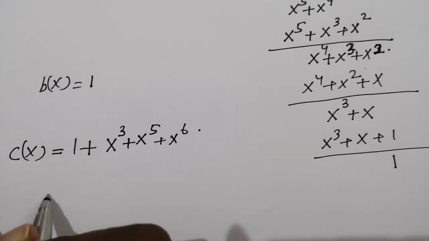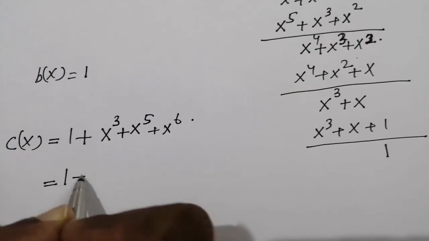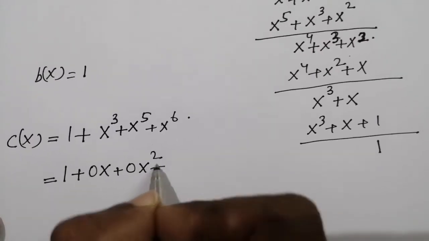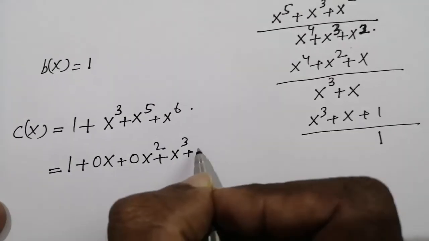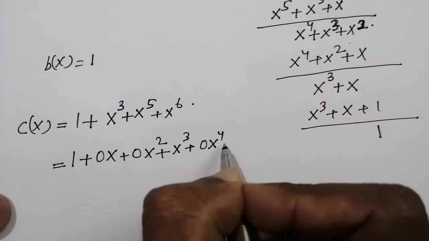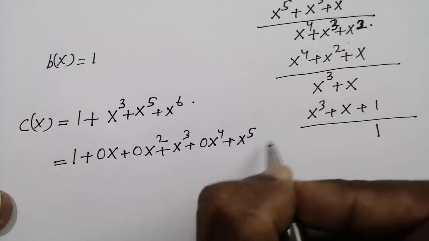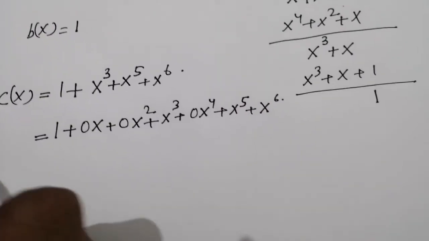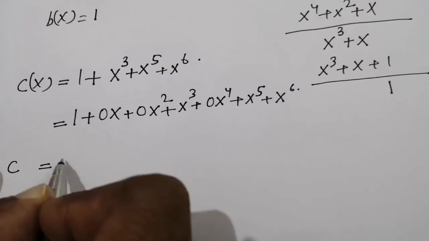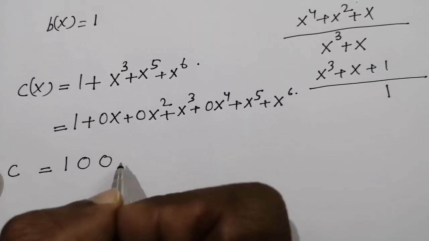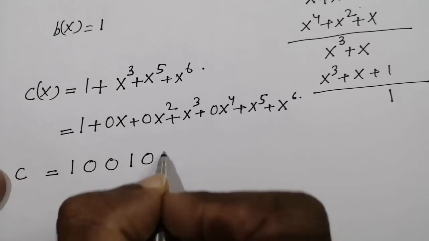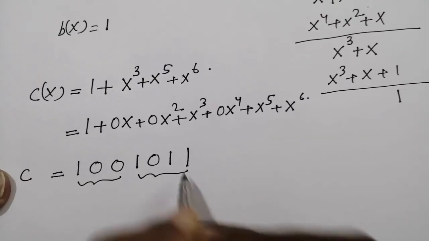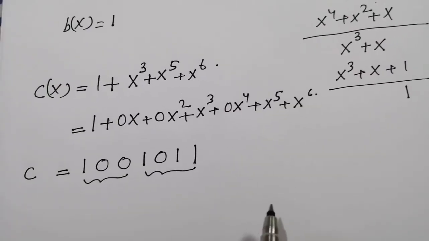So for clarity, I will write again this as 1 plus 0x plus 0x square plus x cube plus 0x raised to 4 plus x raised to 5 plus x raised to 6. So now the code vector can be written as 1 0 0 1 0 1 1. So we can see that this is the parity bit and this is the message bit.